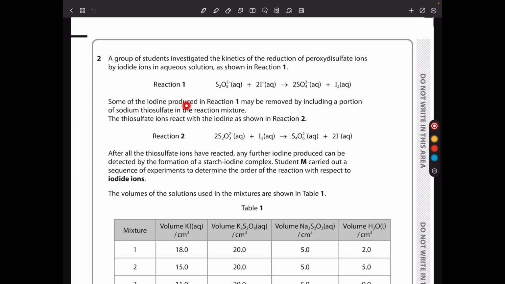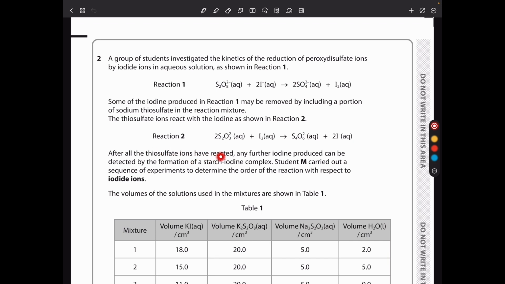And they say some of the iodine produced in reaction 1 may be removed by including a portion of sodium thiosulfate in the reaction mixture. The thiosulfate ions react with the iodine as shown in reaction 2. So this means reaction 1 is taking place, and some of this iodine formed is going to react with thiosulfate. So reaction 1 first and then reaction 2, as soon as some of this is formed, it's going to react with this in order to be removed.